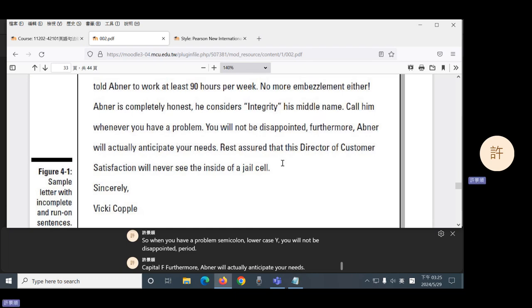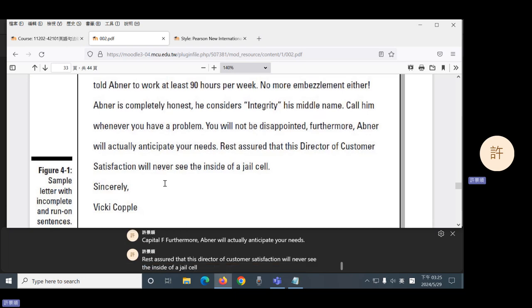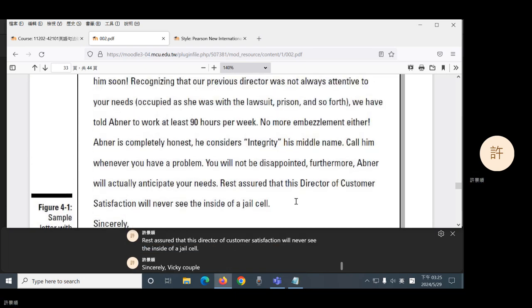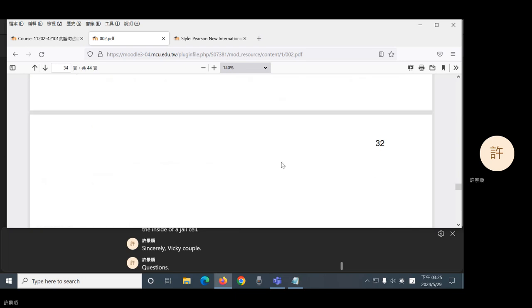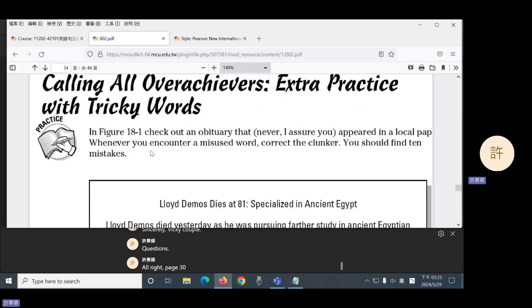"Rest assured that this director of customer satisfaction will never see the inside of a jail cell." "Sincerely, Vicky Koppel." Questions? All right, page 32, last page of last week's homework.